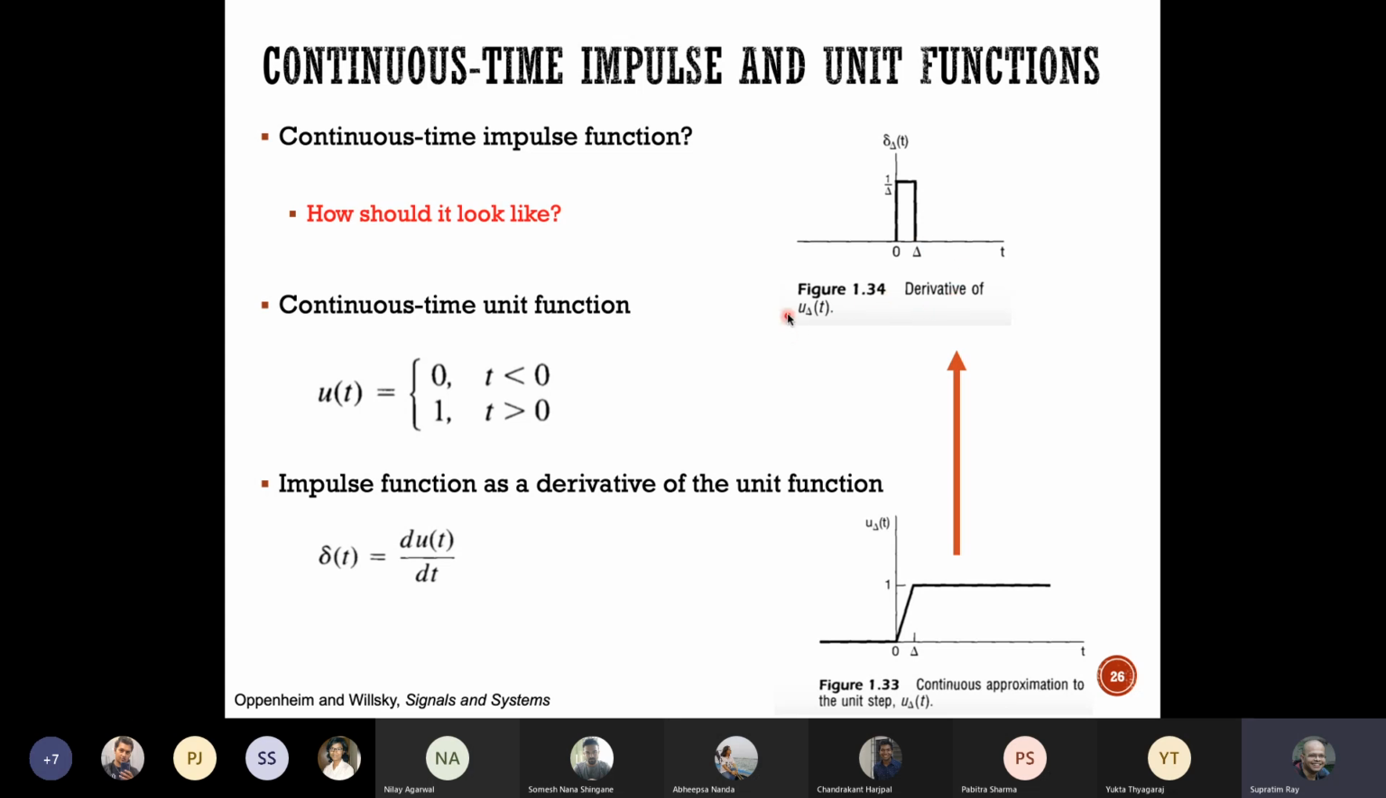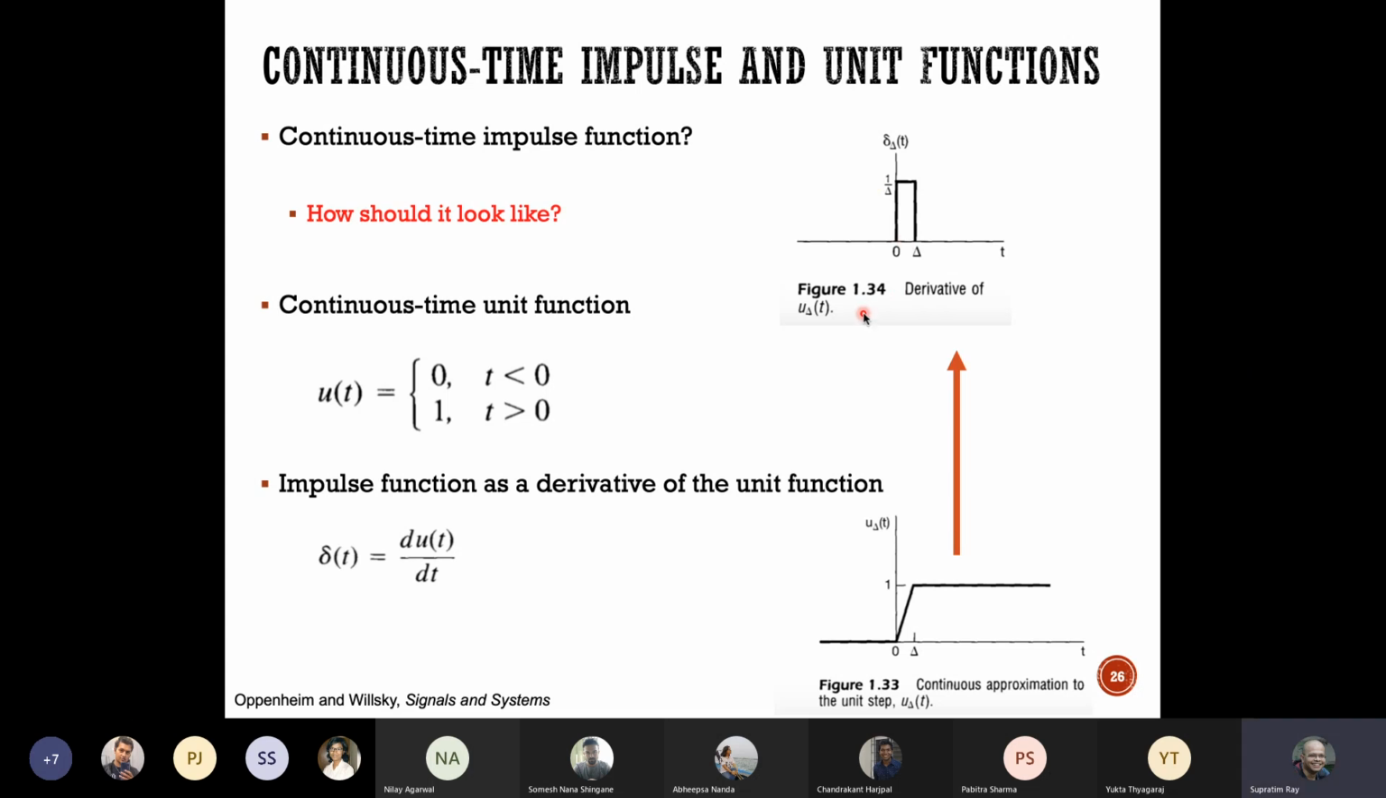This is the derivative of u_delta(t), where u_delta is like my unit function, but it slowly changes between 0 and delta. What happens when delta becomes close to 0? This thing will shrink and the output here is going to expand, always preserving the area to be 1.